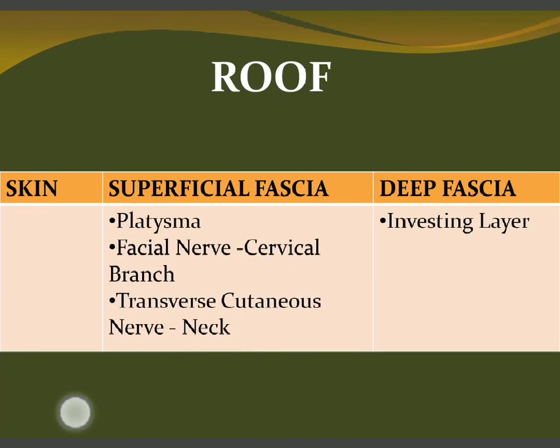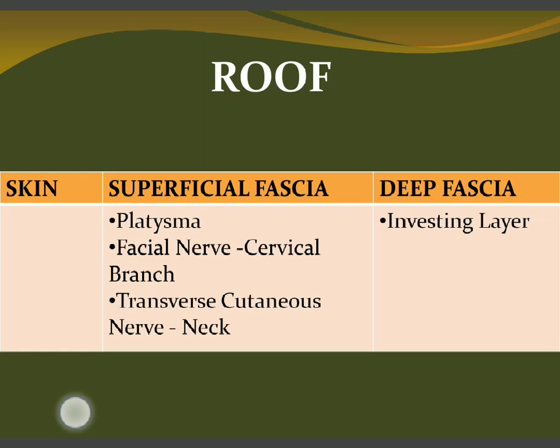The roof of the carotid triangle is very similar to the roof of the digastric triangle, with just slight changes. There also, the roof contained skin, superficial fascia and deep fascia. The roof of the carotid triangle also contains skin, then superficial fascia, then deep fascia. The superficial fascia of both the digastric and the carotid triangle contains the platysma muscle and the cervical branch of the facial nerve. So this is common in the roof of the digastric and carotid triangle.